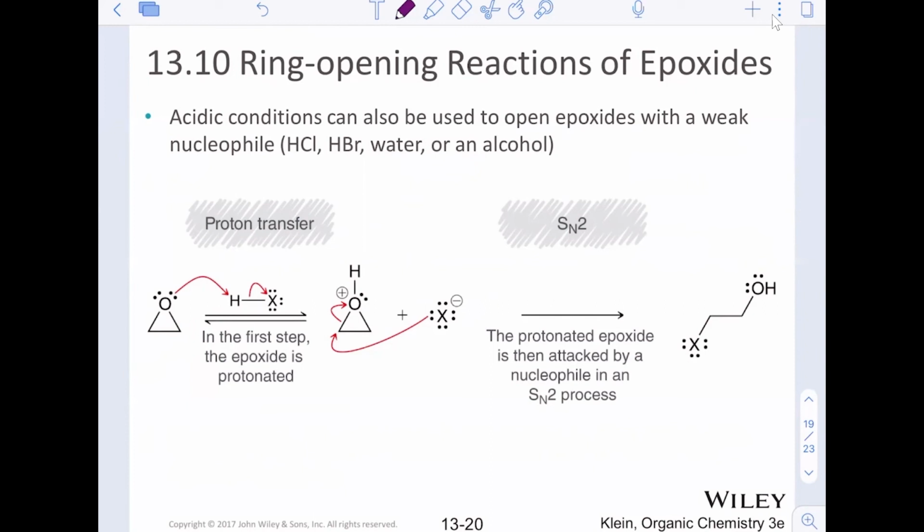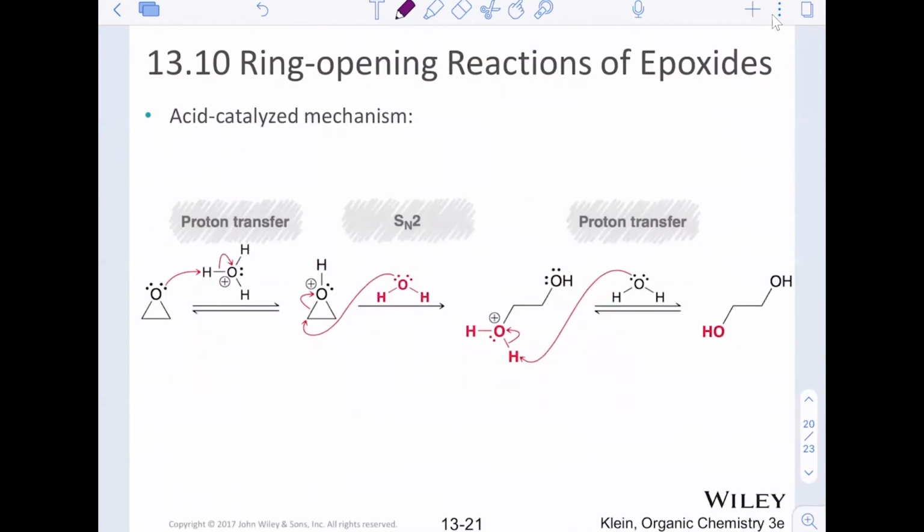If the epoxide is perfectly symmetrical, notice that both sides of these carbons are primary, then the halogen, the water, the alcohol will attack either side. Let's just walk through the reaction that we knew from before. This is a reaction from chapter 8.